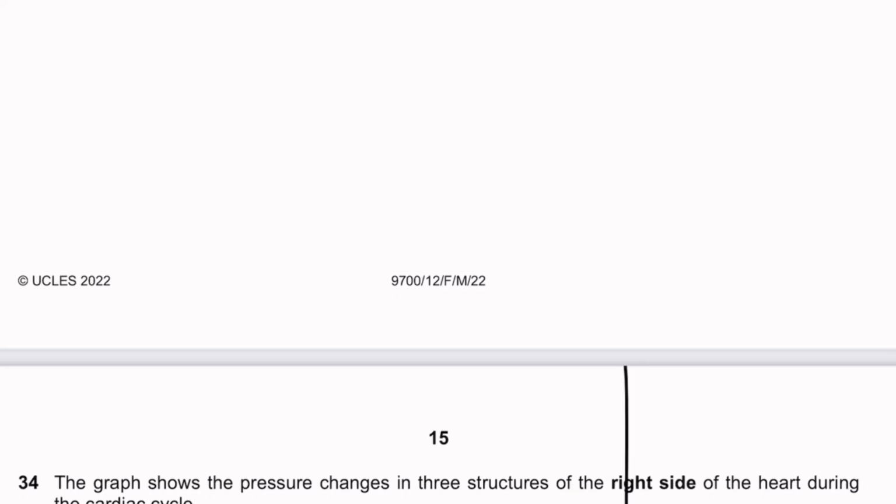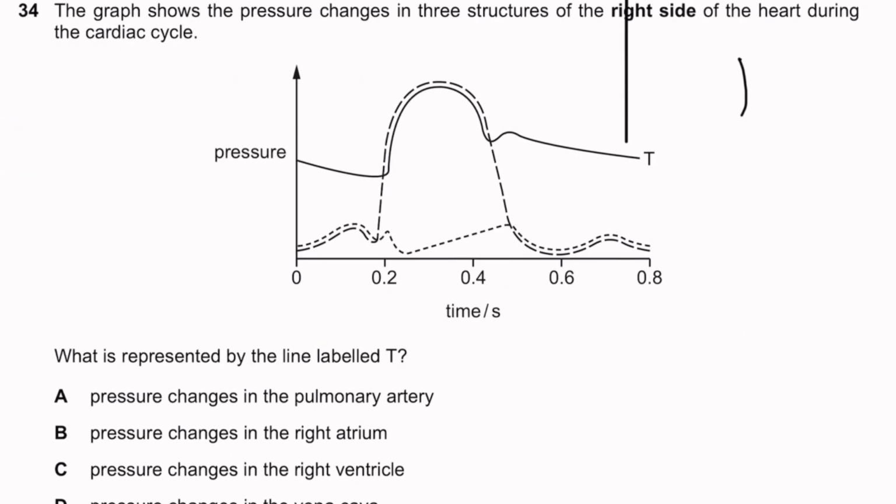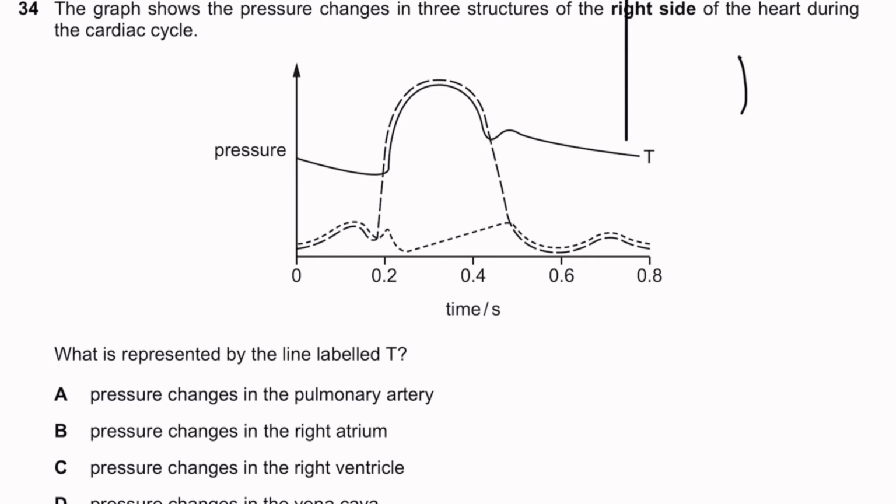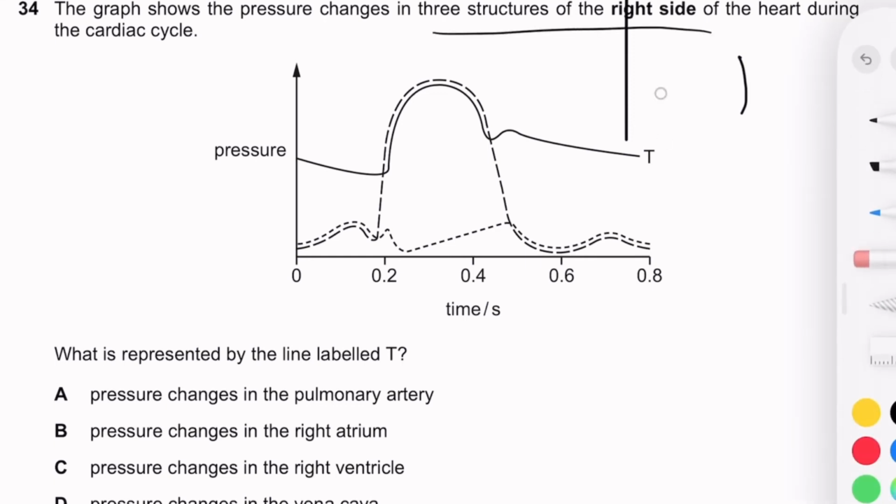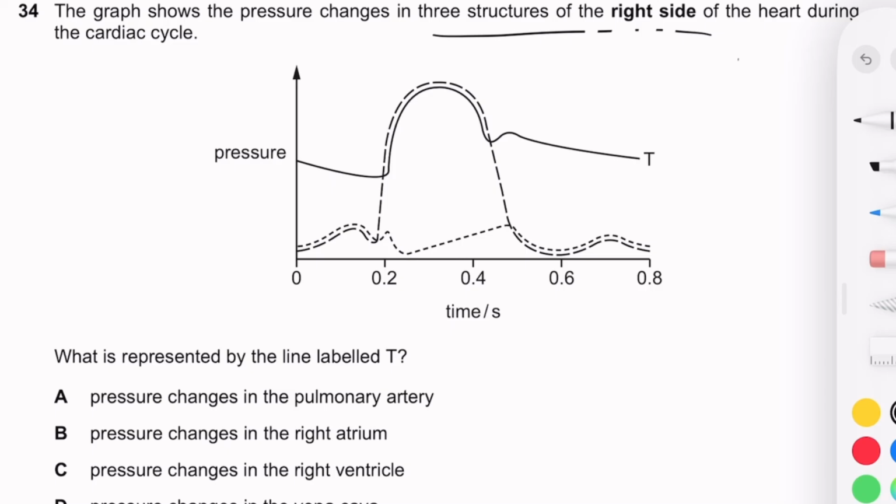Now, for number 34, the graph shows the pressure changes in 3 structures of the right side of the heart during the cardiac cycle, and basically what is represented by the line labeled T. So T is actually an artery. Pressure changes in the pulmonary artery.